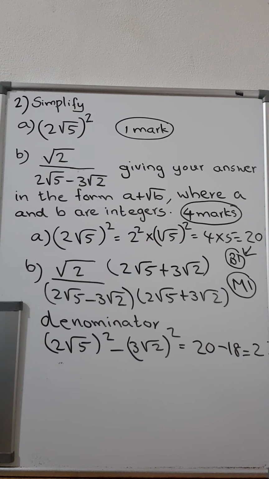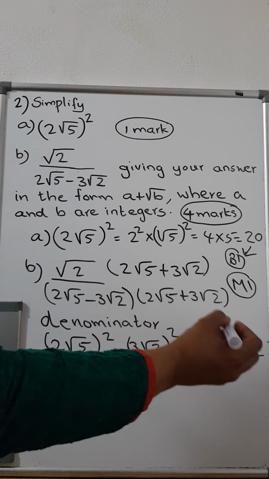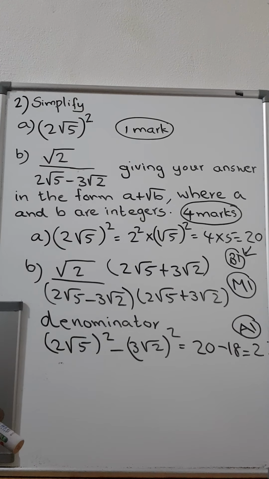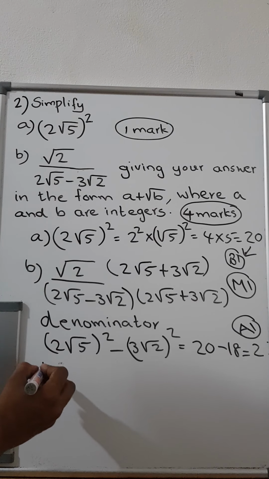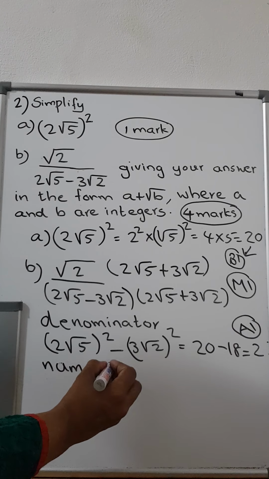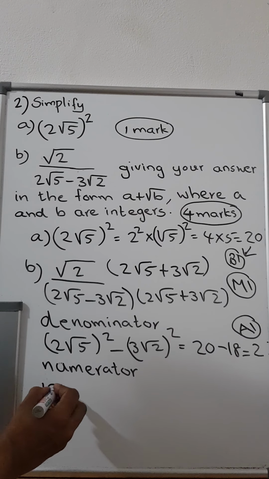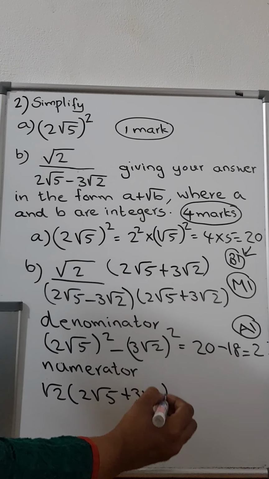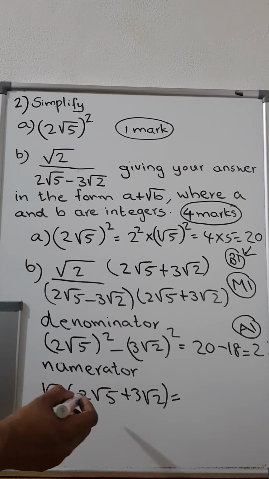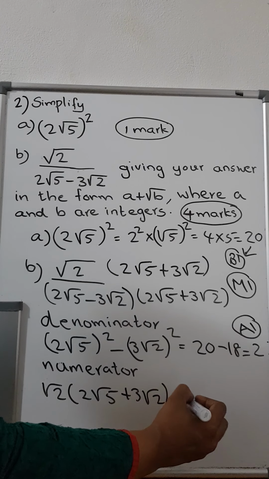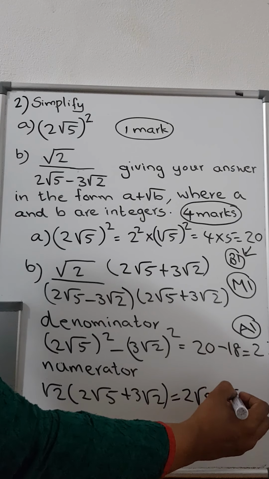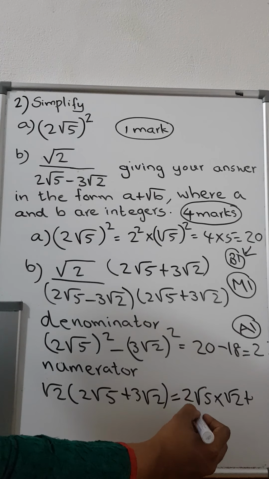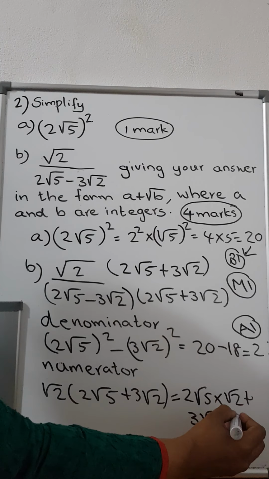For getting denominator as 2, we have 1 mark. That is accuracy mark. Now let's simplify the numerator. That is root 2 times 2 root 5 plus 3 root 2. Remove the bracket. Root 2 times 2 root 5, or 2 root 5 times root 2, plus root 2 times 3 root 2, or 3 root 2 times root 2.